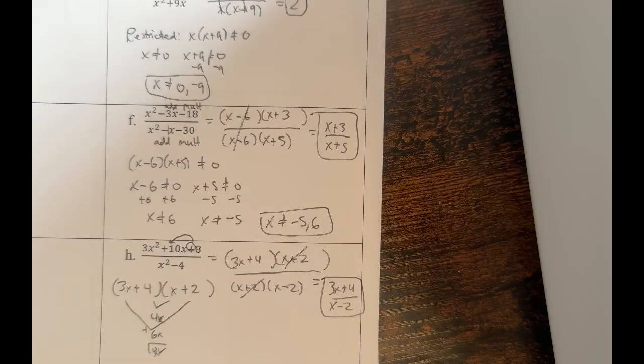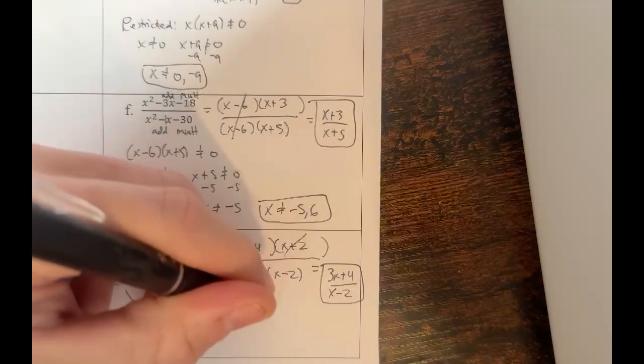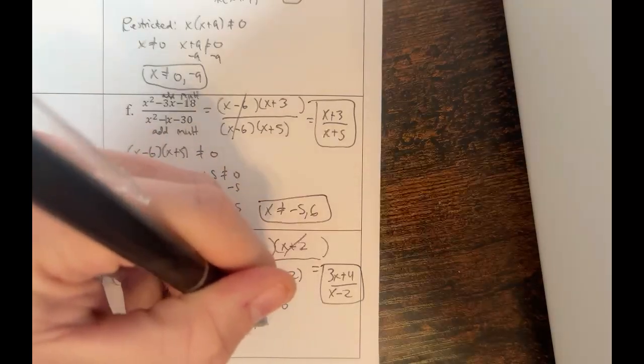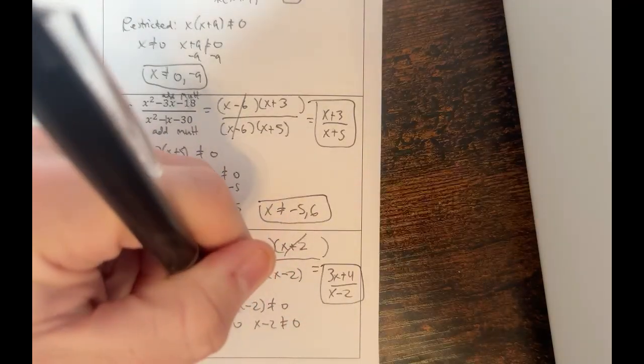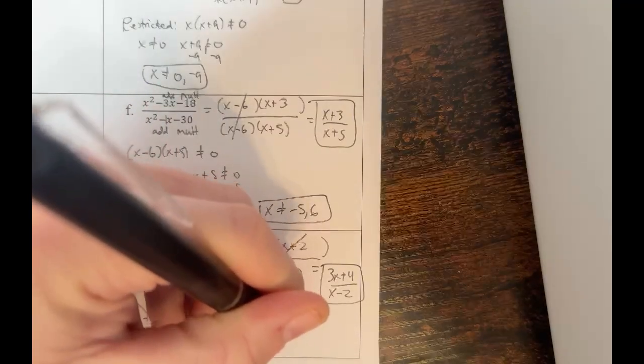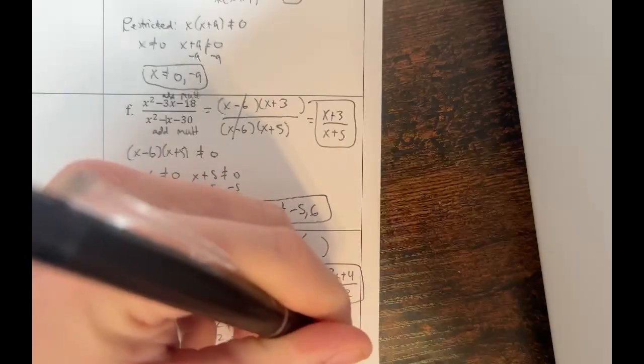Now restricted values, the bottom cannot equal 0. So I'll need to find x plus 2 times x minus 2 cannot equal 0. I'm going to set each one equal to 0. Subtract 2, x can't be -2. Add 2, x can't be 2. So x can't be -2 and 2.